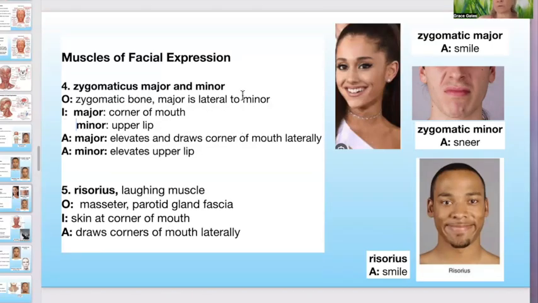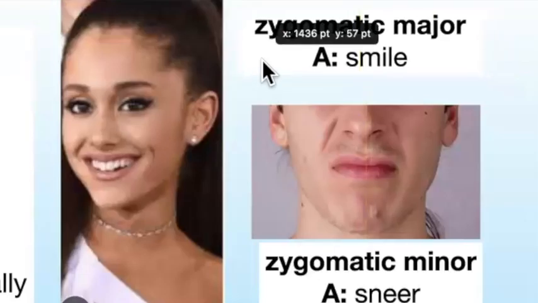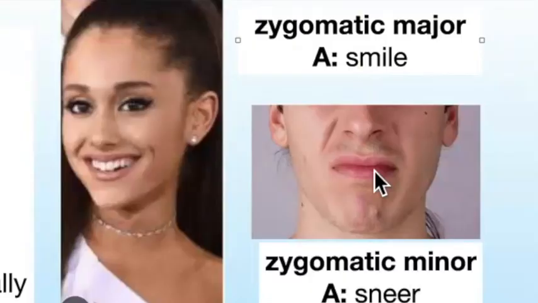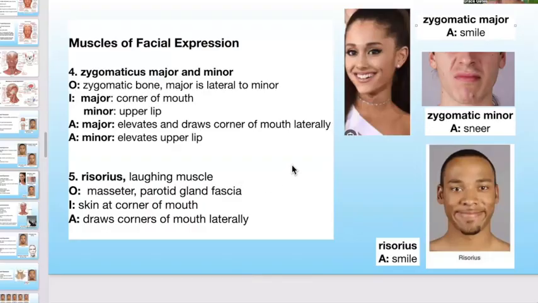So the major makes an expression that is a smile. Here we have Ariana Grande smiling, whereas the expression that the zygomatic minor makes is a sneer. It's lifting the upper lip. They can both act together to make a big smile, but if taken separately, the zygomatic minor makes a sneer.